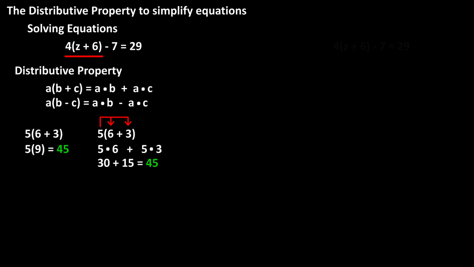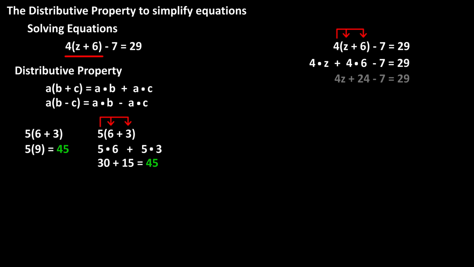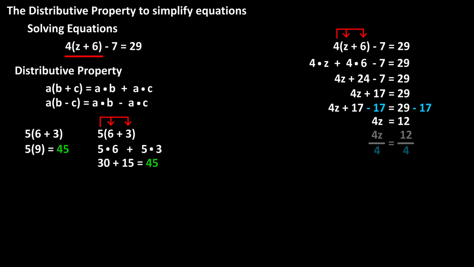The equation from earlier, 4 times the quantity z plus 6 minus 7 equals 29. The first thing we want to do is remove the parentheses. So we'll use the distributive property and distribute the 4. 4 times z plus 4 times 6 minus 7 equals 29. 4 times 6 is 24. So now our equation is 4z plus 24 minus 7 equals 29. 24 minus 7 is 17. And we have 4z plus 17 equals 29. To get the variable alone, we can first subtract 17 from each side, which gives us 4z equals 12. And next we divide both sides by 4 to get the solution of z equals 3.